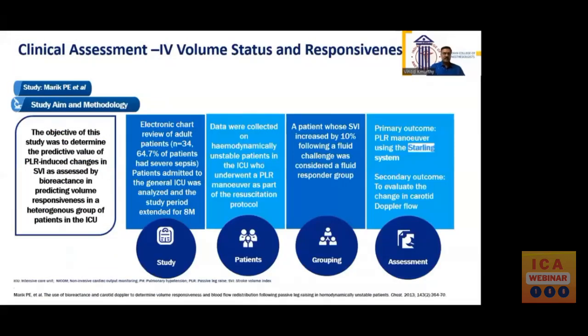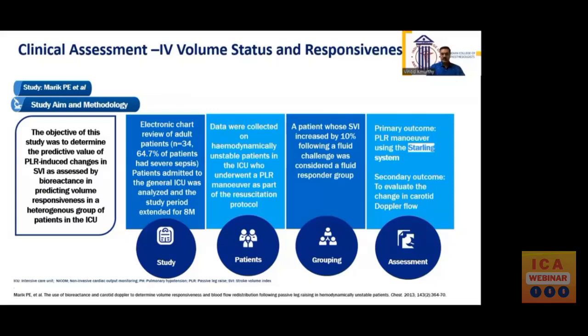This next study is conducted by Marik et al. And it was in 2013. The main objective of the study was to determine the predictive value of passive leg raise test induced changes in stroke volume index assessed by bioreactance in predicting volume responsiveness in a heterogeneous group of patients in the intensive care unit. The secondary endpoint was to evaluate the change in carotid Doppler flow following the PLR maneuver.